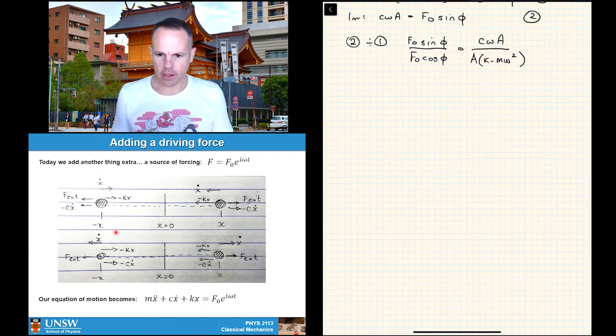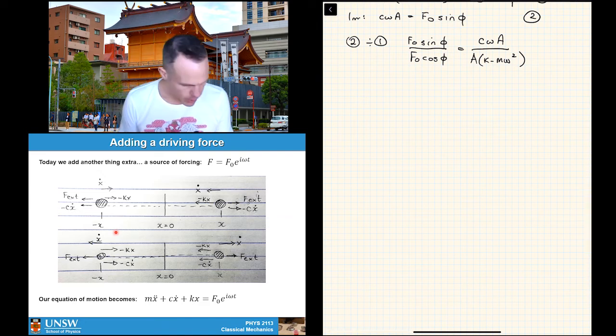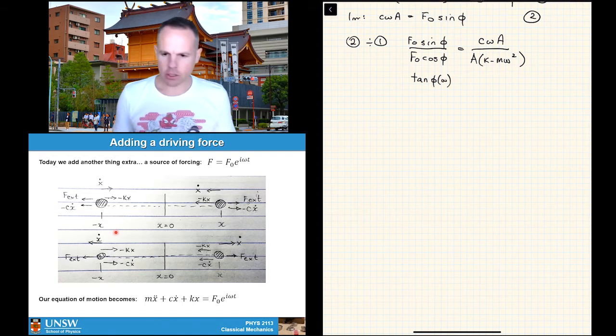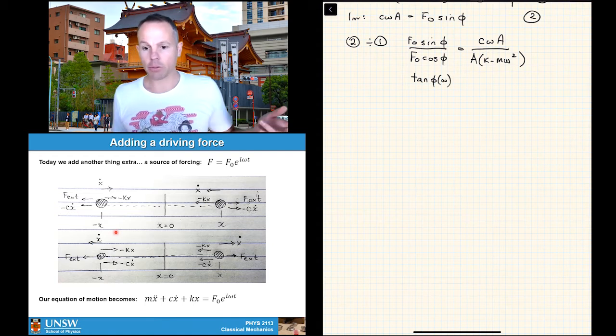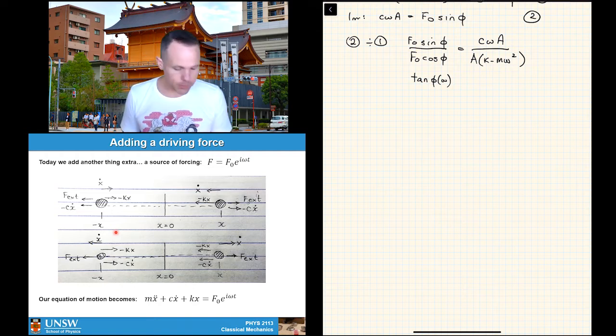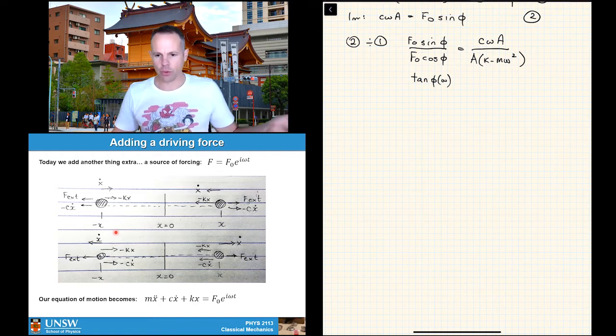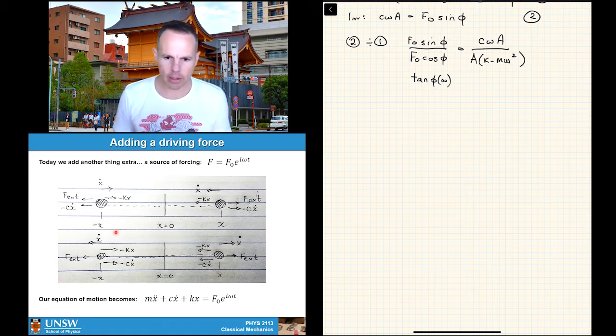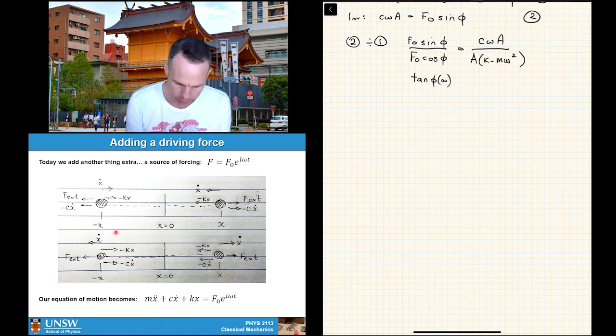The f naughts are going to cancel out. I'm going to be left with an expression for my phase term. So sure enough here I've got tan phi, and we're just going to make it explicit that this phi might depend on frequency, okay? Don't need to carry that all the way through the rest of the maths necessarily in the notation, but I just want to at some point make it clear what this thing may depend on. And of course we can see that here because there's a c omega a on a k minus m omega squared, okay?